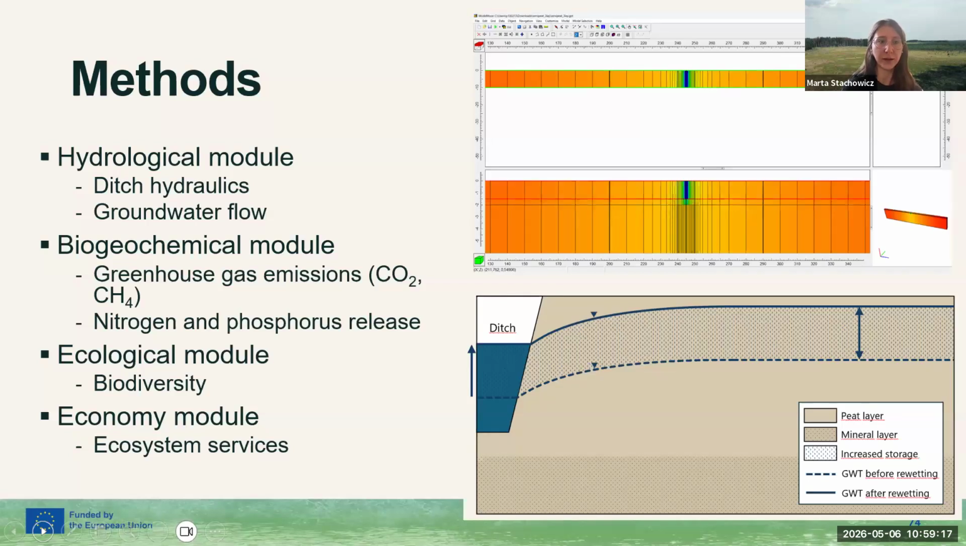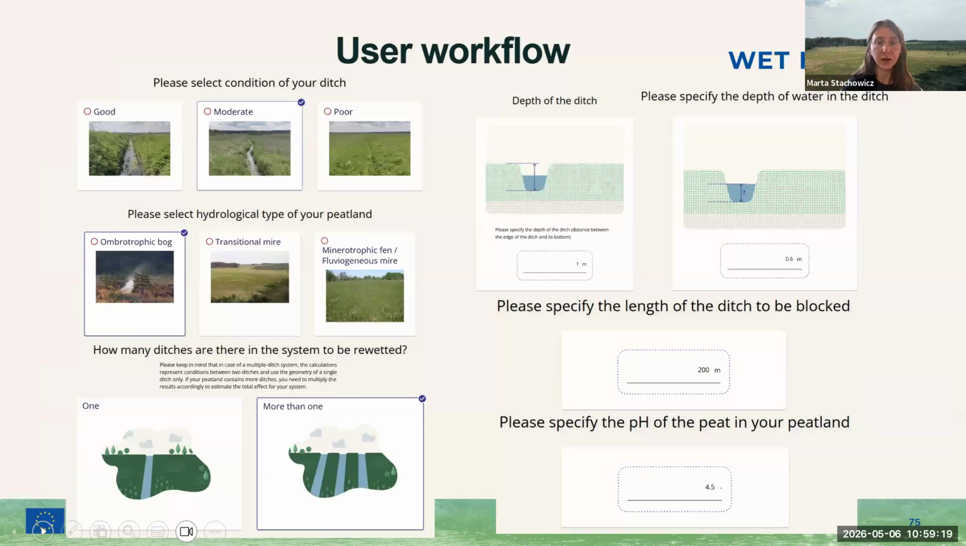Please, next slide. So the user workflow is very easy. It is partially based on a picture. So the user selects the condition of the ditch, the type of peatland. He selects the number of ditches in the system, and then he needs to put some information about the geometry of the ditch. There are also other parameters, but I didn't have time to describe all of them. So please, next.